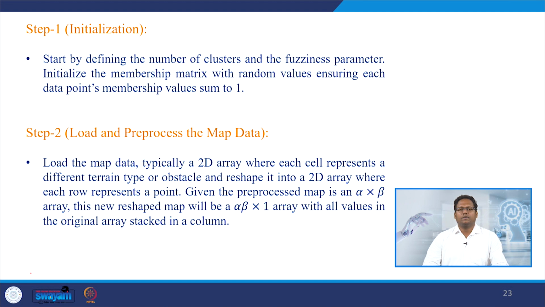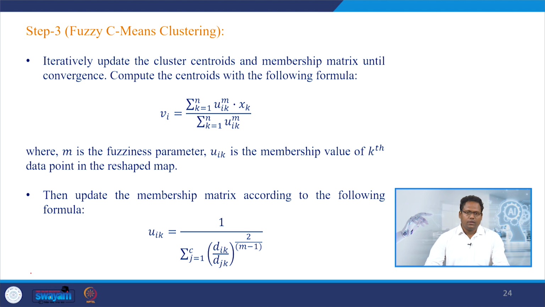Given the pre-processed map being an alpha cross beta array, this new reshaped map becomes a one dimensional array, which is nothing but an alpha beta into one array. Alpha cross beta has been reshaped into an alpha beta array. So, that 2D data becomes one dimensional data. And then let us start the fuzzy C-means clustering approach here. That means iteratively update the cluster centroids and membership matrix until convergence.